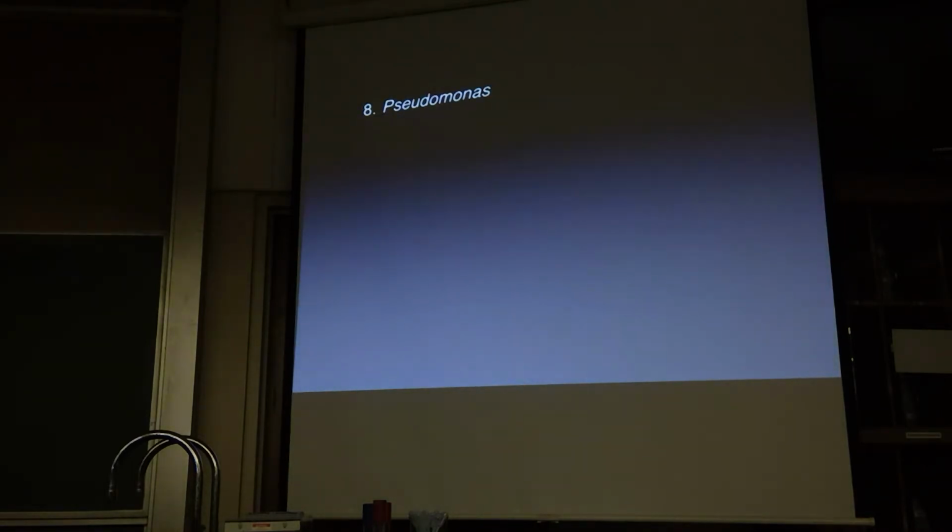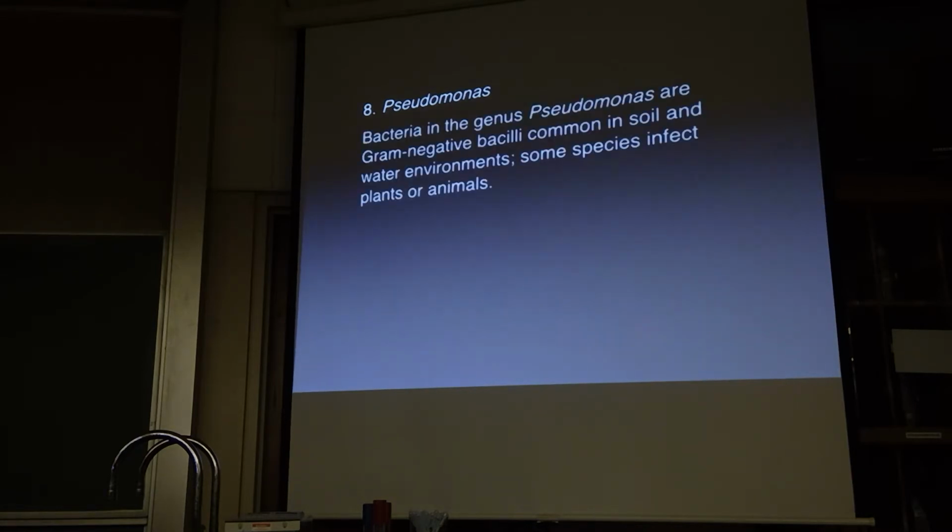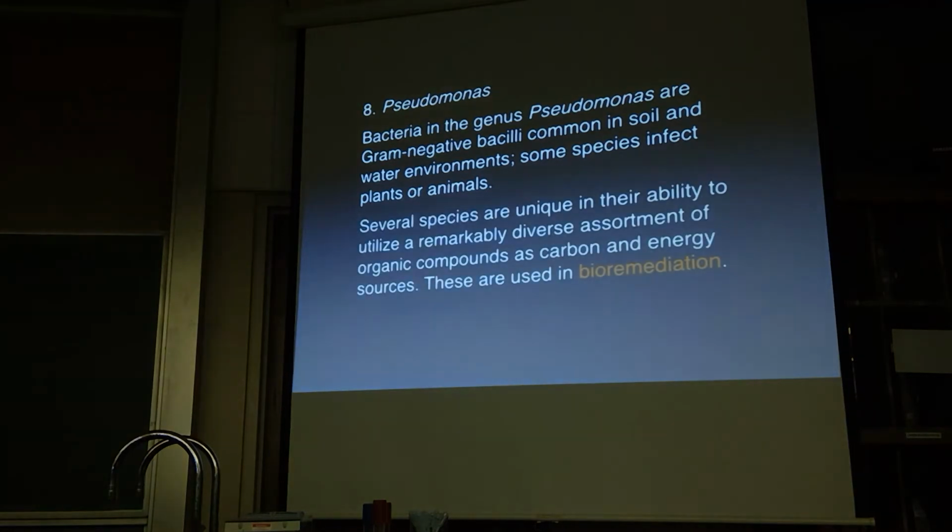The next genus is Pseudomonas. This is another one that we were doing an enrichment for. So Pseudomonas. There are some pathogens in this group. Some of them are infective agents of plants. Some are infective agents of animals. For us, Pseudomonas aeruginosa is the most significant because it is an important human pathogen.